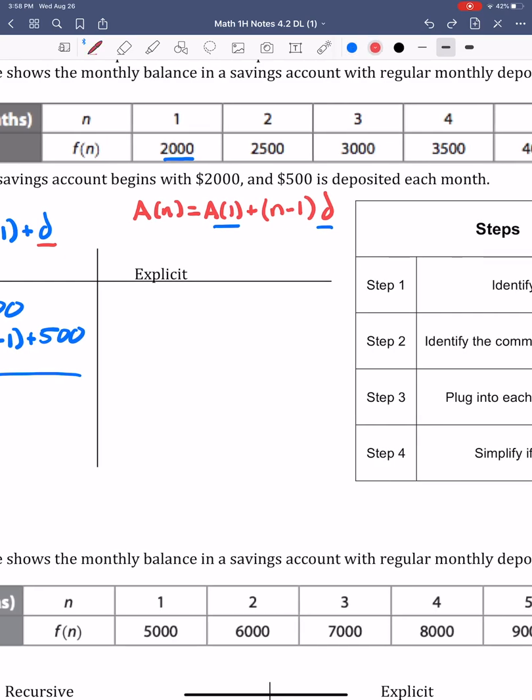Let's do the explicit rule. We've got AN equals A1, which you already said was 2000, plus n minus 1, we're not touching right now, times D, which is 500. Okay, and again, if they said find the 55th term, well then you would have to go ahead and plug in 55 for n and go ahead and solve this thing. Okay, and so then it would take a little bit of work. But right now you're just setting up the rules, that's all.